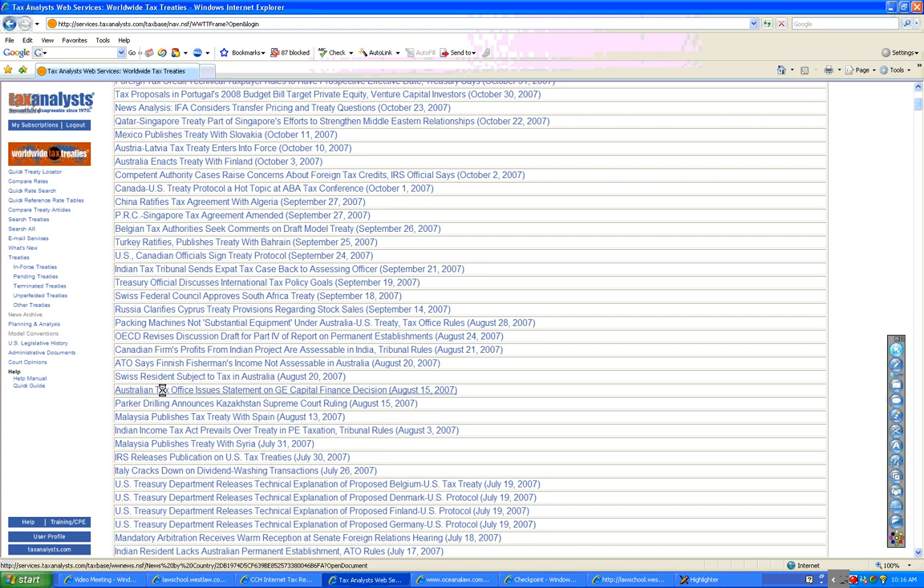By example, here's Australian Issues Statement on GE Capital Finance Decision. Swiss resident subject to tax in Australia. ATO says Finnish fisherman's income tax not assessable in Australia. Here's an Indian case, August 21st, 2007. Canadian firm's profits from Indian. Okay, so you get the point.